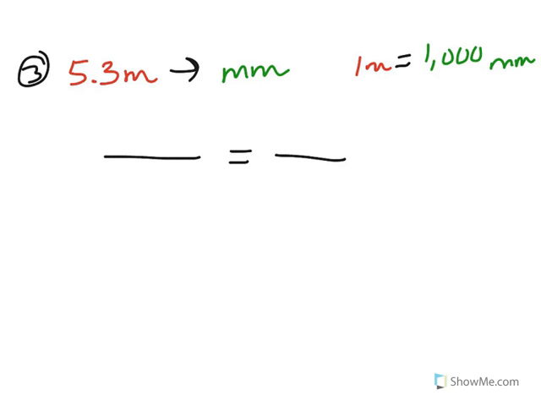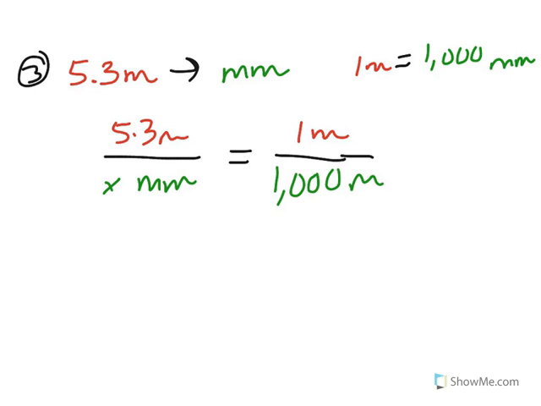And I like to start with the information in the problem on the left. So that information is that 5.3 meters needs to be converted to an x number of millimeters. On the right goes the conversion factor. The conversion factor is that 1 meter is equivalent to 1,000 millimeters. You then cross multiply to solve.